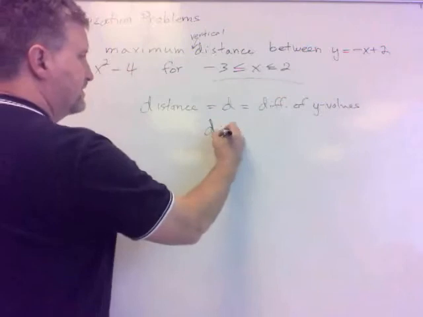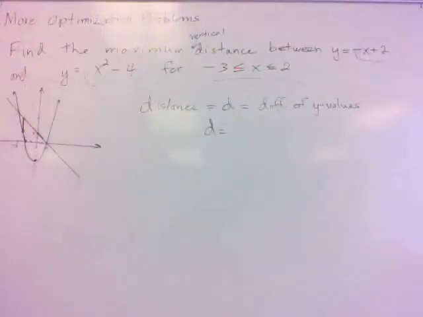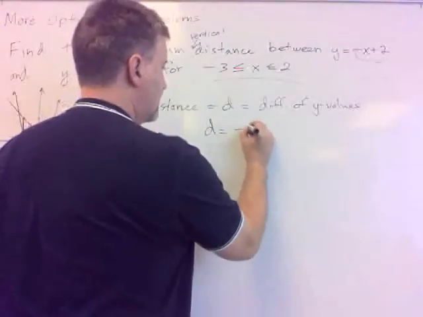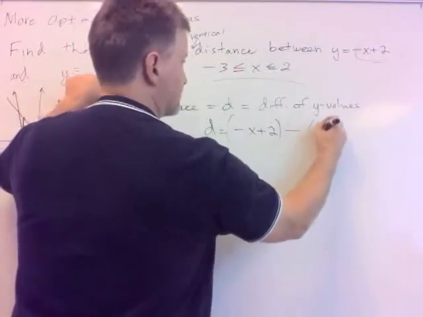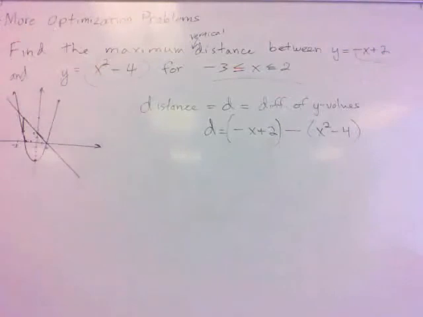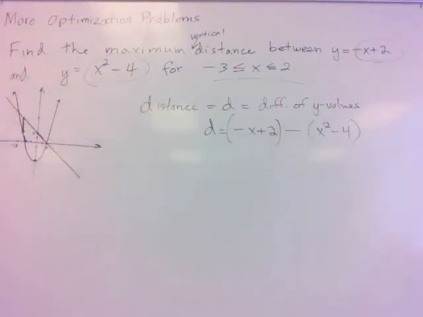So D here, how would I describe that? The difference of the y values? Well, here's my y values. In each case, the y value of the line will be minus x plus 2 minus the y value of the parabola, x squared minus 4. Now, I should point out here that if it had been the parabola on top, I would reverse those, right? It's the top y value minus the lower y value. So in this case, it's the line minus the parabola.